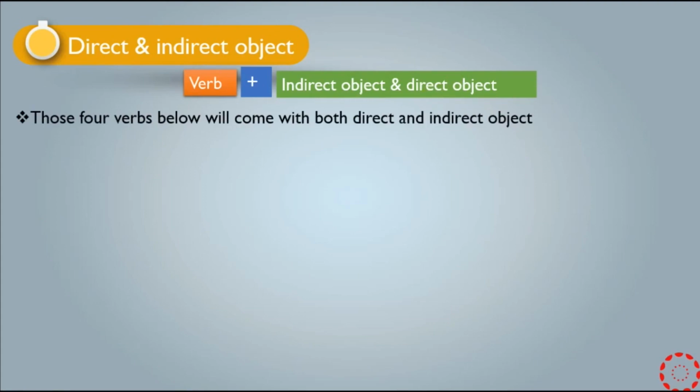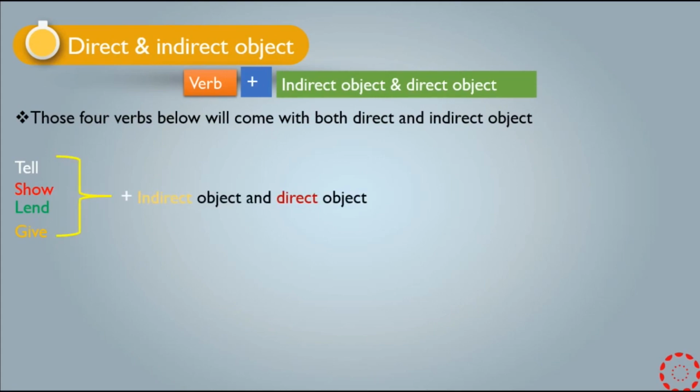Now I will show you. We have four verbs which will come with both direct and indirect object. First of all, we have tell, show, lend, and give. These four verbs will come with direct and indirect object. All of them will come with plus indirect object and direct object.